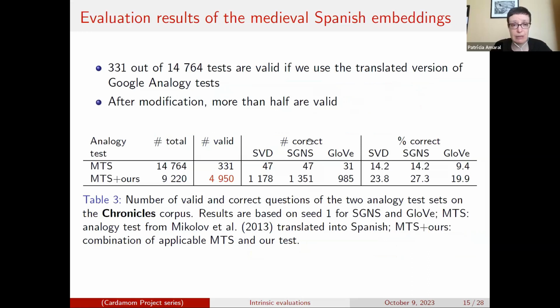And here are some of the results. You can see here, if we just used MTS, which is the translated test from the GAT in English, only 331 out of the more than 14,000 tests are valid. And this is simply because most of the vocabulary really doesn't apply to our corpus. But after modification, including the morphological tests and the semantic tests that we created, more than half of the questions are actually valid.